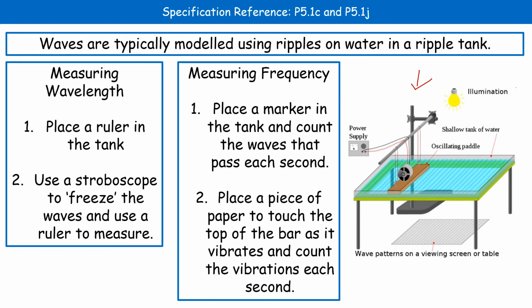Second option for what we can measure in our ripple tank is the frequency. So what we do here is just place a little marker, so something like a little dot on the edge of the tank, and we count how many waves pass that point each second. So that's not literally you would count for a single second, you'd normally count for about 30 seconds and then obviously divide by 30. Alternatively, we could place a little piece of paper that just touches the top of the bar, and therefore as it vibrates, basically you're going to hear a little sound as it taps on the paper, and you can count those instead.